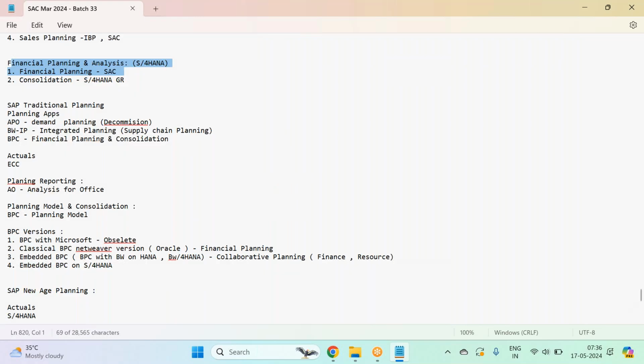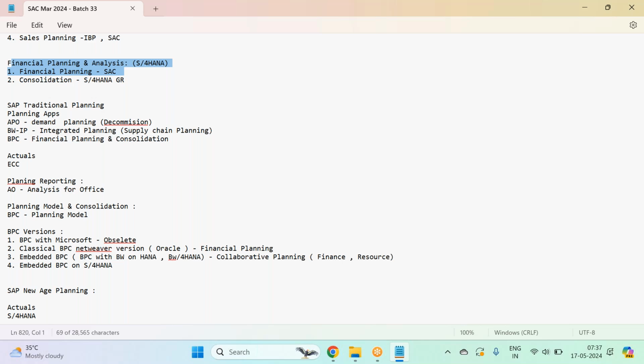Now, if I speak about the traditional planning applications we have in SAP and how we are transforming into the new age. So guys, we got APO for demand planning, we got BW-IP for integrated planning, which is kind of a supply chain plan, and then we got BPC for financial planning and consolidations. So we got three products for planning, and our entire actuals get stored in ECC.